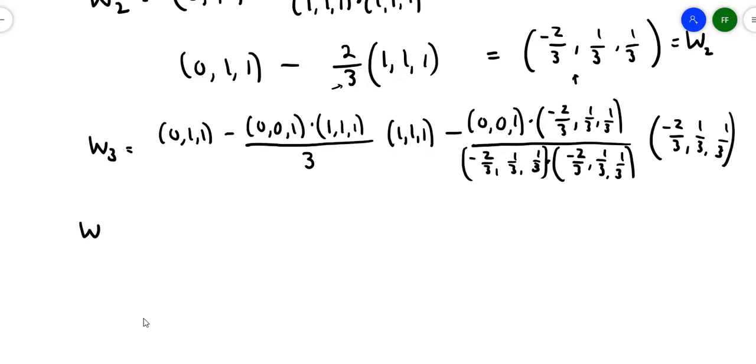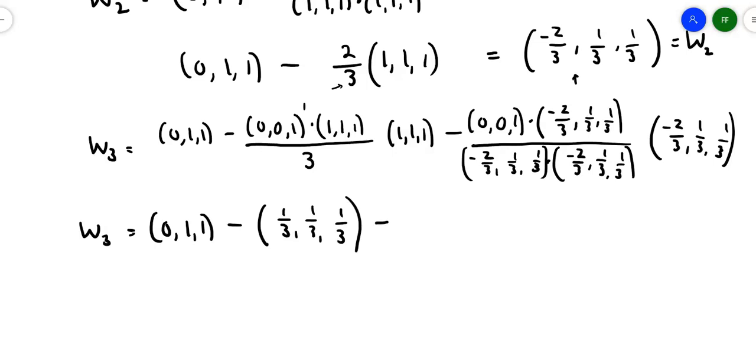All right, let's try this. W3 is going to be 0, 1, 1 minus 0 times 0 is just 0 plus 1. So I get a third times 1, 1, 1. All right, that comes out to be 1. So a third times 1, 1, 1 is a third, a third, a third, minus.